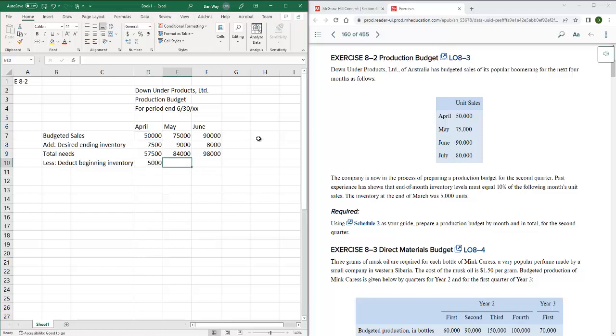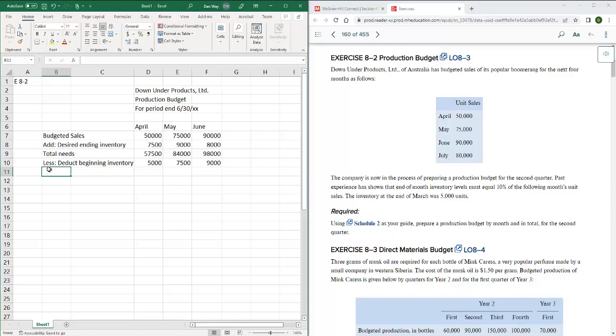Okay, beginning inventory in May is equal to the ending inventory in April. Right? April 30th to May 1st, it's the very next day. So I'm just going to pull forward that 7,500. And then same thing in June. Beginning inventory in June would be the ending inventory in May. So 9,000.